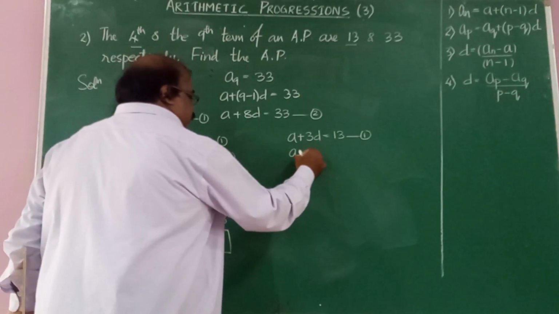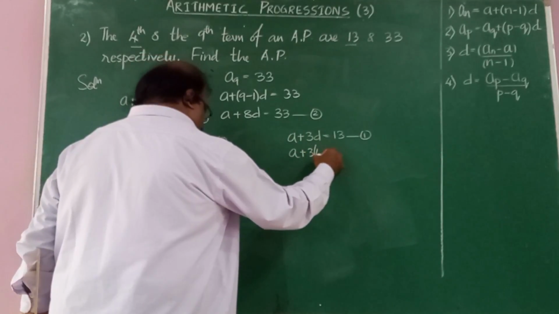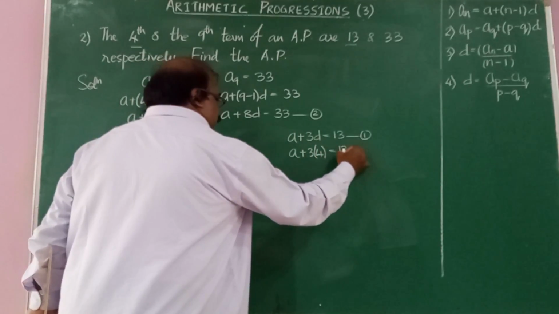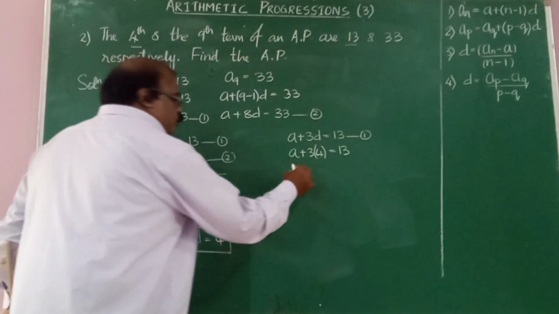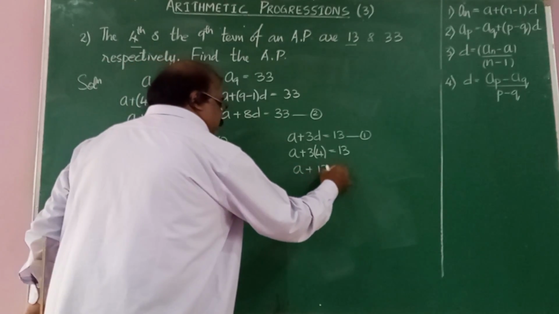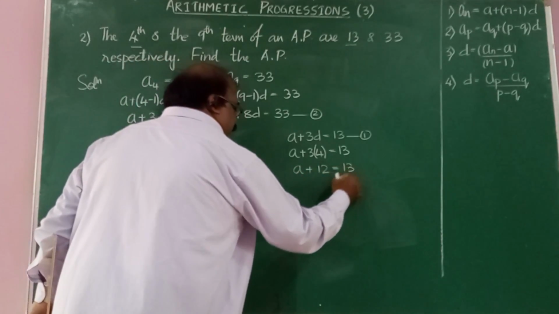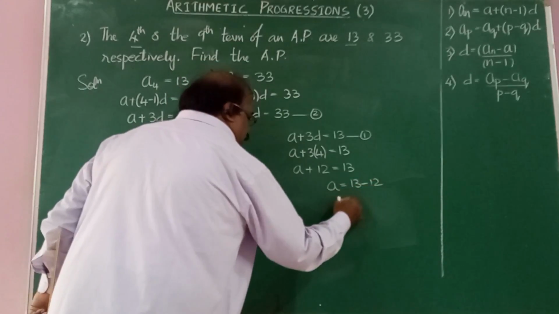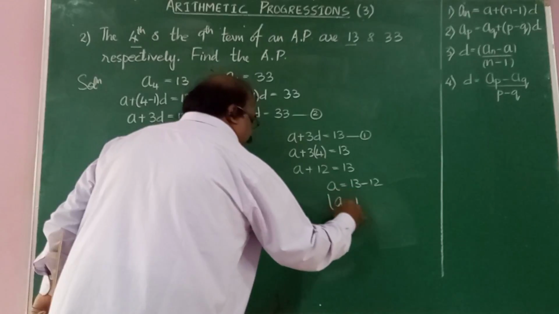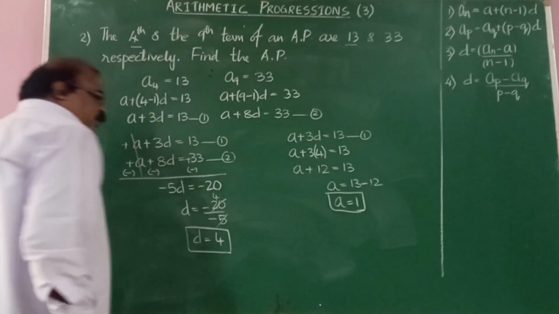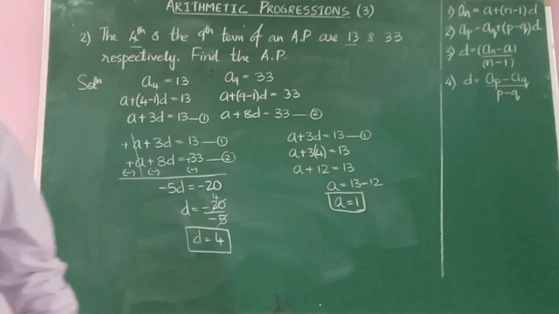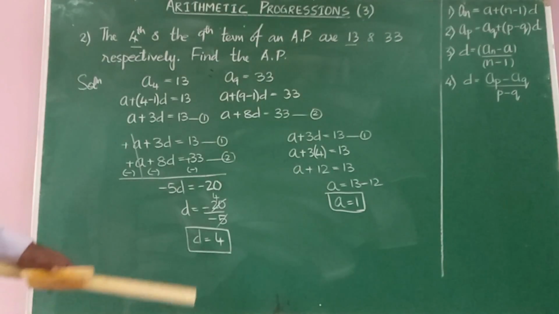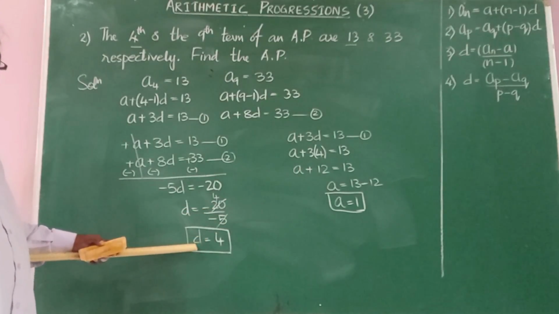So A plus 3 into 4 is equal to 13. So you get A plus 12 is equal to 13. So A is therefore equal to 13 minus 12. What is 13 minus 12? 1. So now I have got the first term, I have got the common difference.